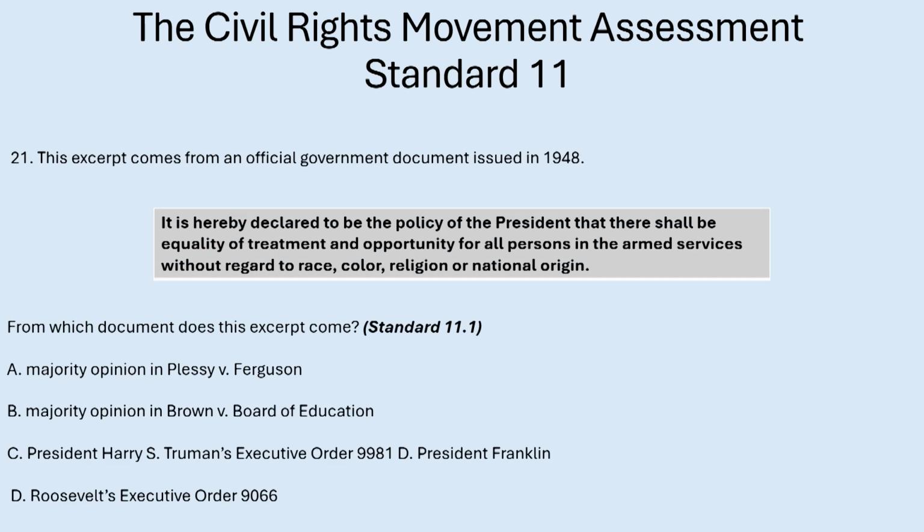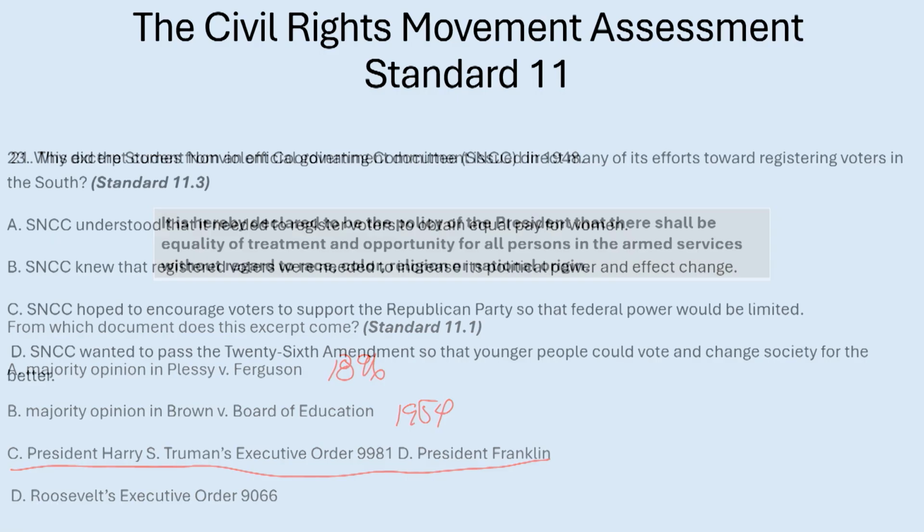This excerpt comes from an official government document issued in 1948. From which document does this excerpt come? The majority opinion in Plessy v. Ferguson, the majority opinion in Brown v. Board of Education, President Harry S. Truman's Executive Order 9981, or Roosevelt's Executive Order 9066? Well, Plessy was 1896 and Brown v. Board of Education was 1954, so I've already eliminated some of my options here. All I do is go to my fact list or go to my overview again.